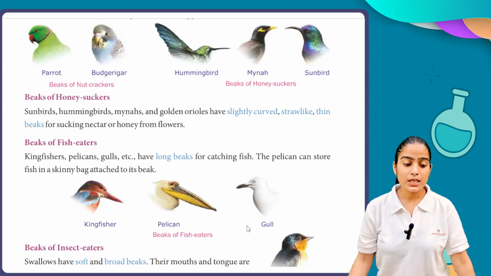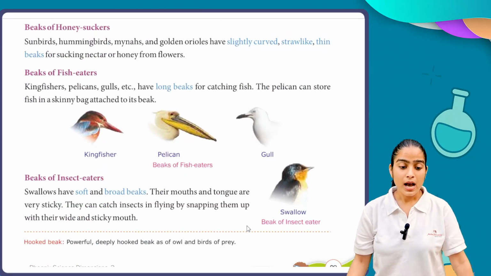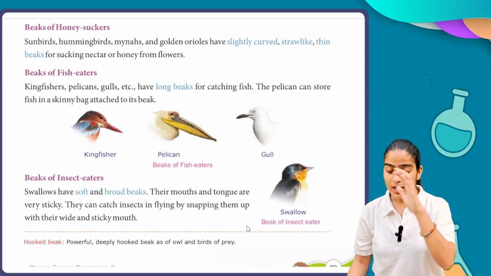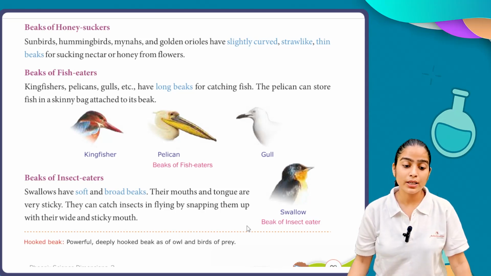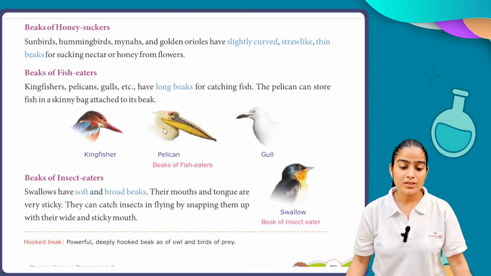Next, we have beaks of fish eaters. Those birds which eat fish have long beaks because they want to catch the fish inside the pond, right? Kingfishers, pelicans, and gulls have long beaks for catching fish. The pelican can store fish in a skin bag attached to its beak. In the picture of the pelican, we can observe a bag-like structure where they can store the fish they catch.